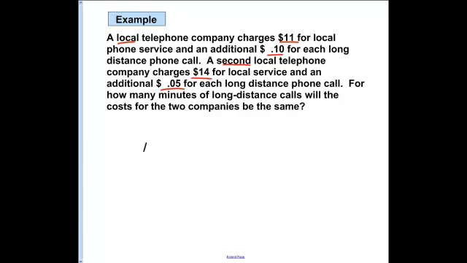So we can look at the local company. It's 11 plus 10 cents times each additional minute is equal to 14 plus 5 cents for each additional minute, and we solve for X, and we'll get 60. So at 60 minutes the plans are equal.